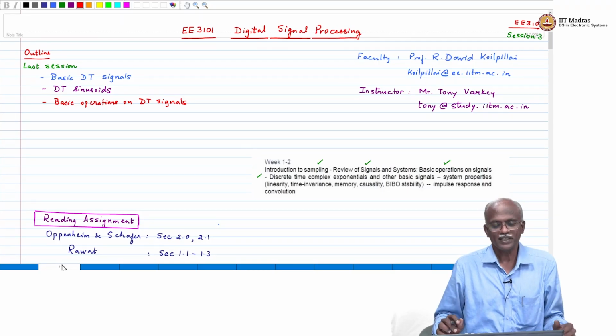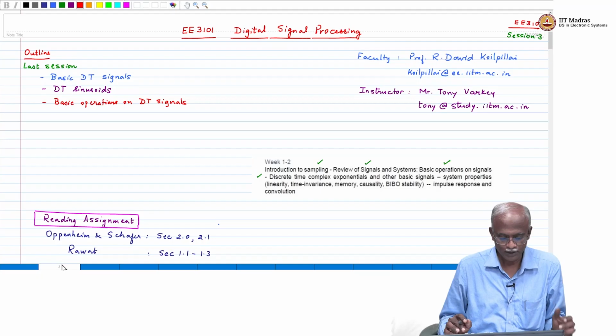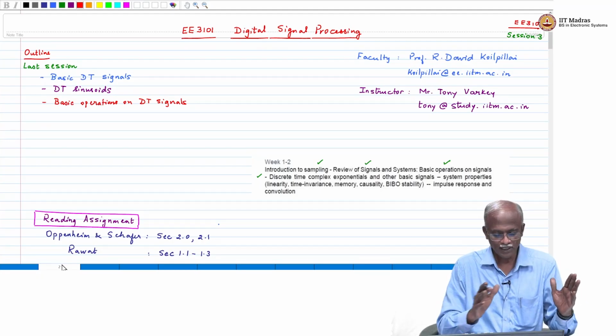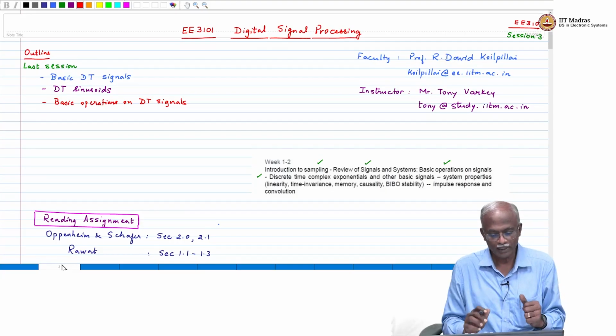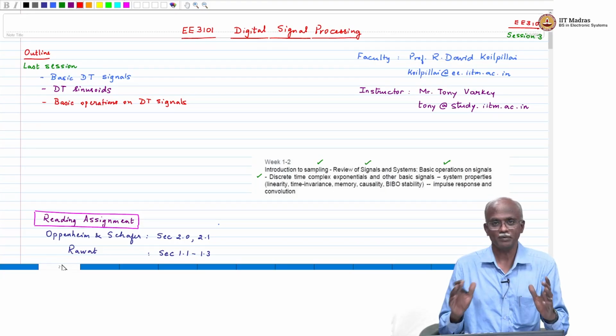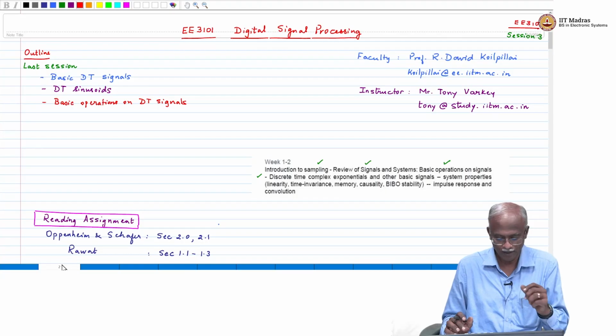We will begin with a quick review of the concepts that we have covered so far, which will be primarily what are some of the basic discrete time signals, and then what are some of the basic operations that we can do on the discrete time signals. These were some of the concepts that we have covered recently.